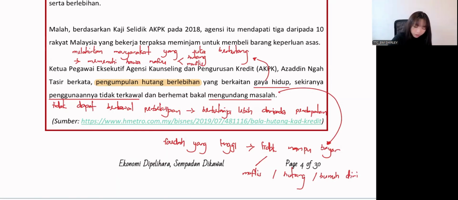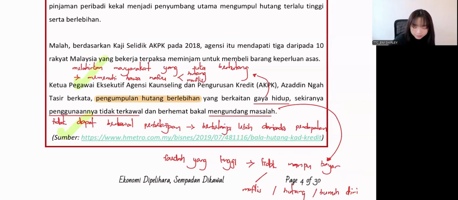So you see, from the first one, the gaya hidup, we have this. And then penggunaan tidak terkawal, we have this. And if you say mengundang masalah, so the masalah basically, this is masalah, but this is also one of the masalah. Then these will be the points for you to write into your essay. So you see, this is how you should derive the information here.